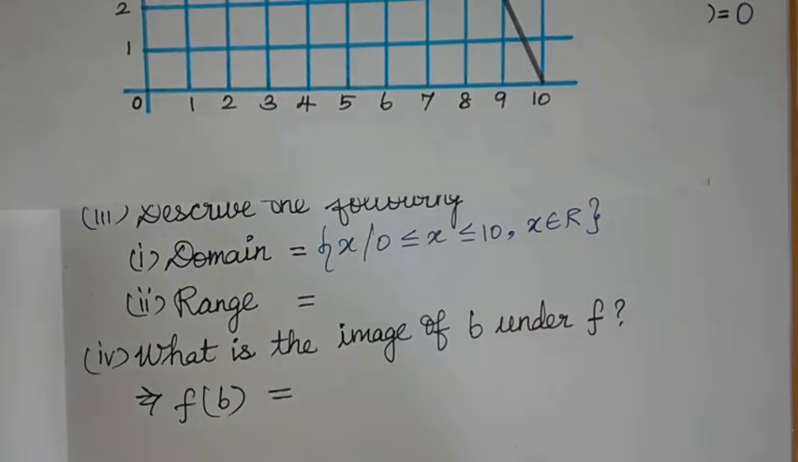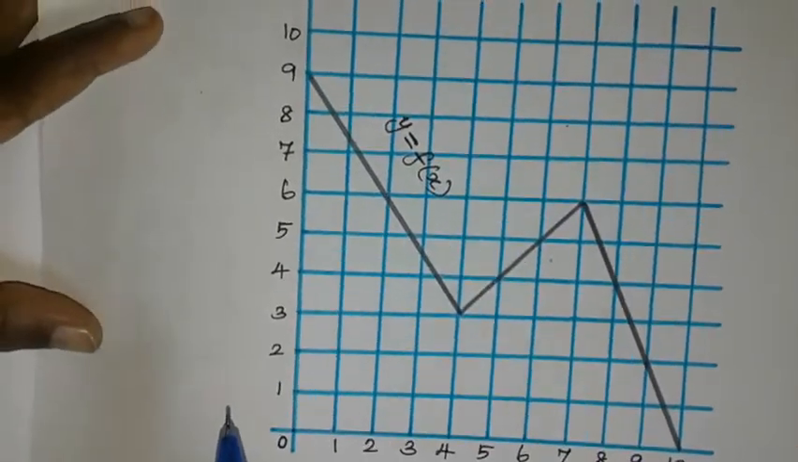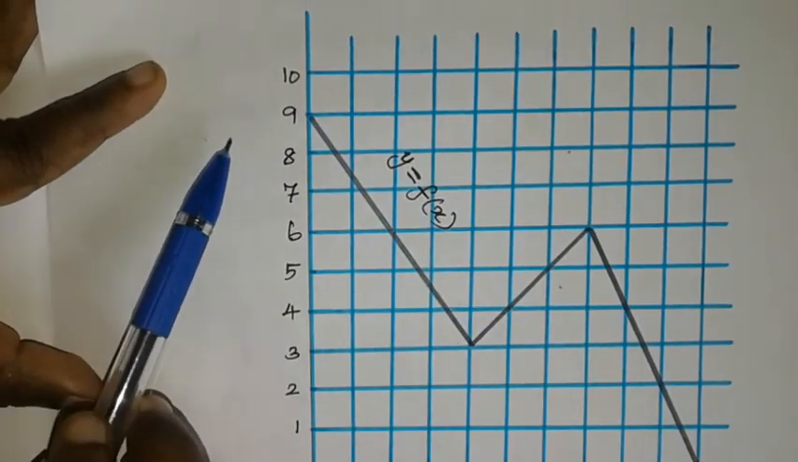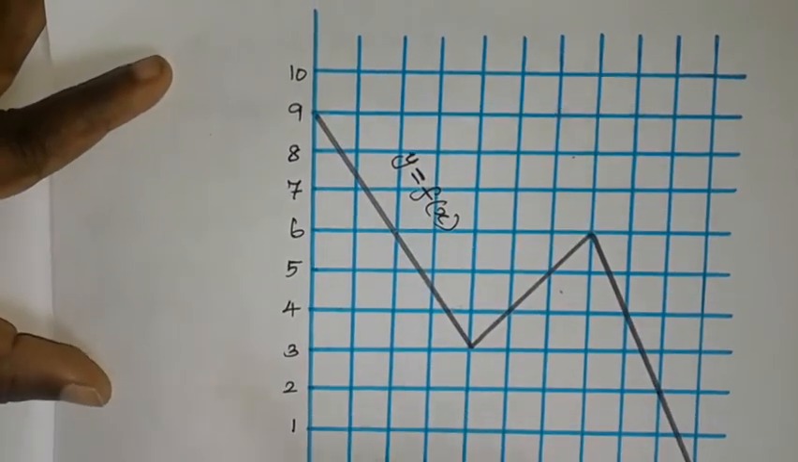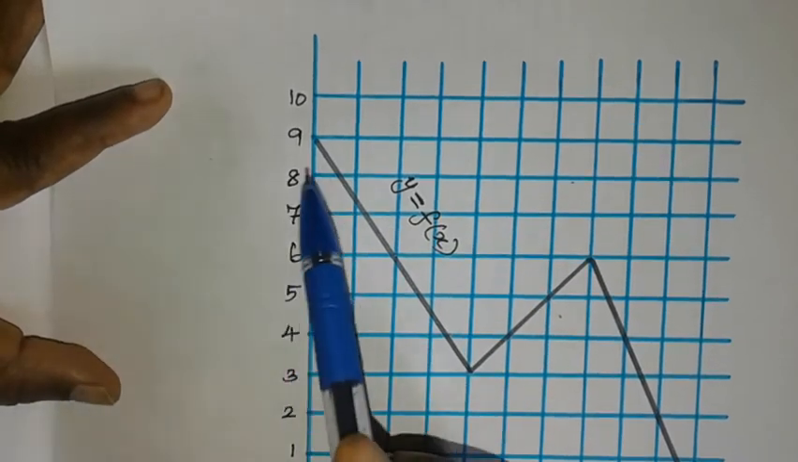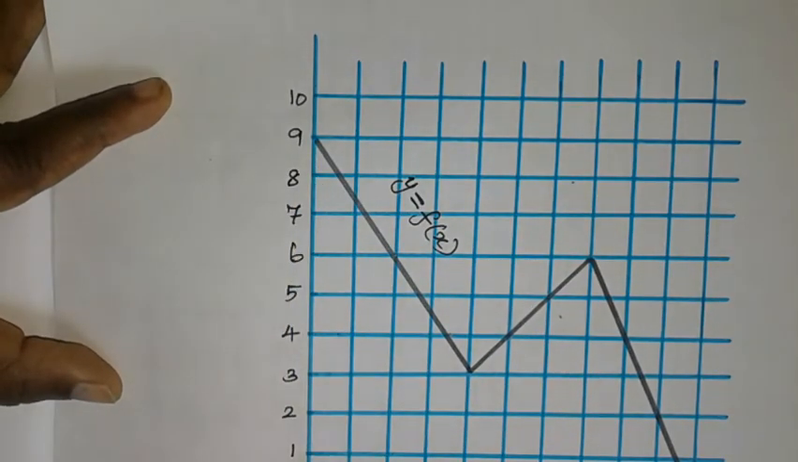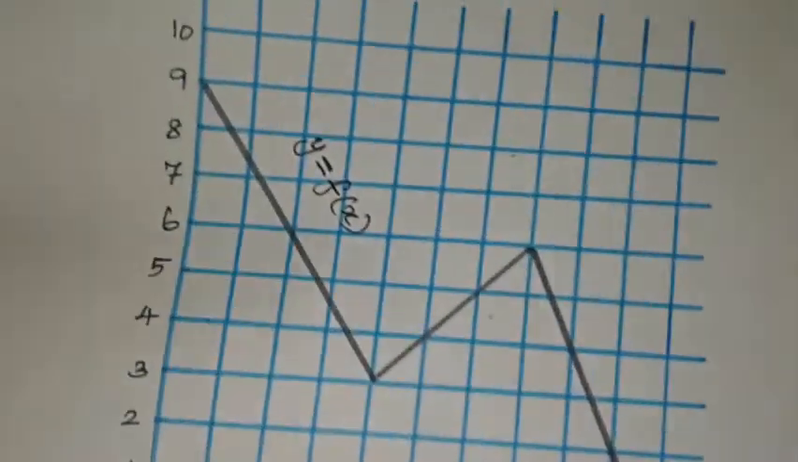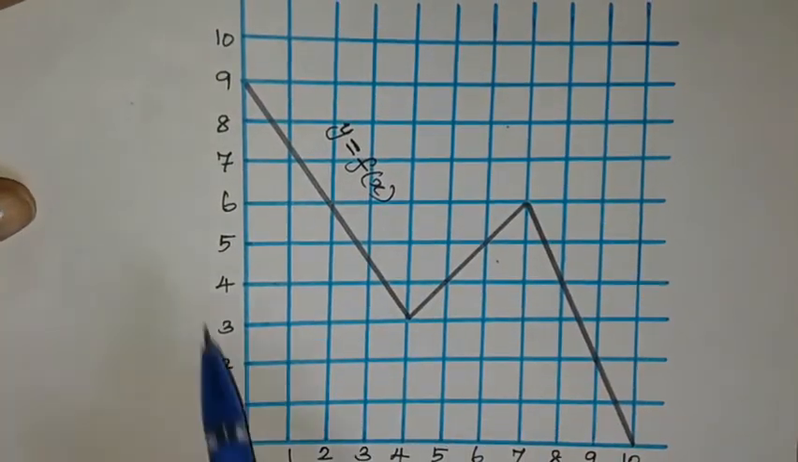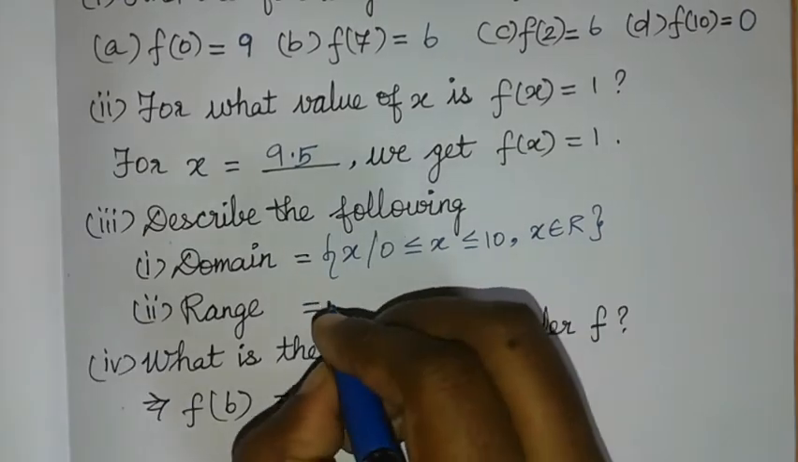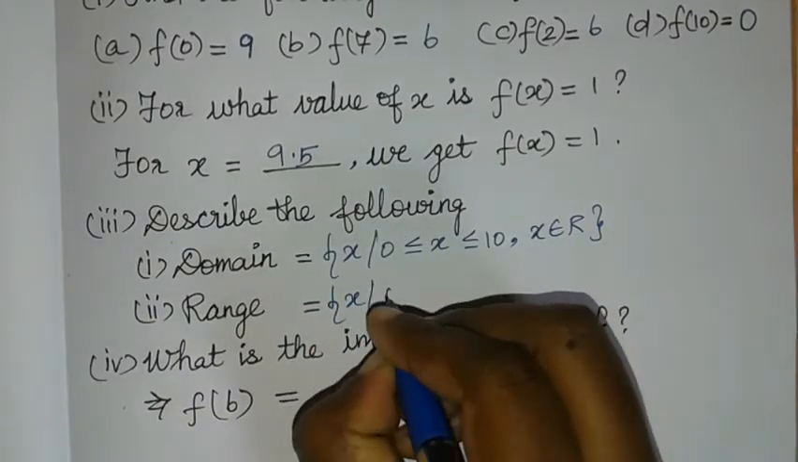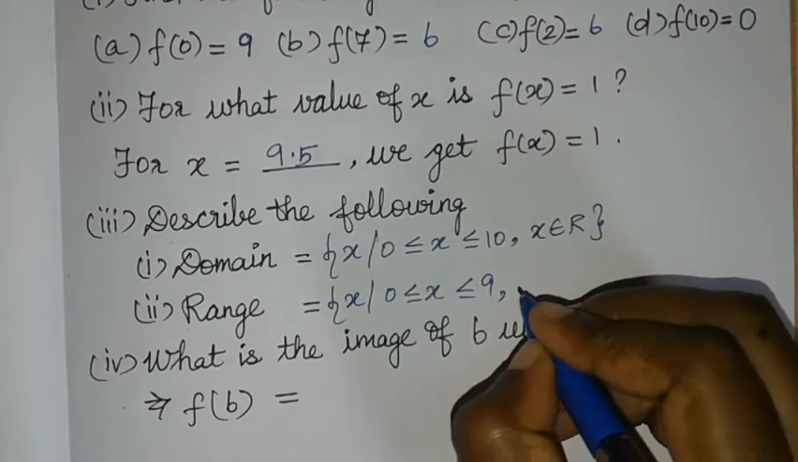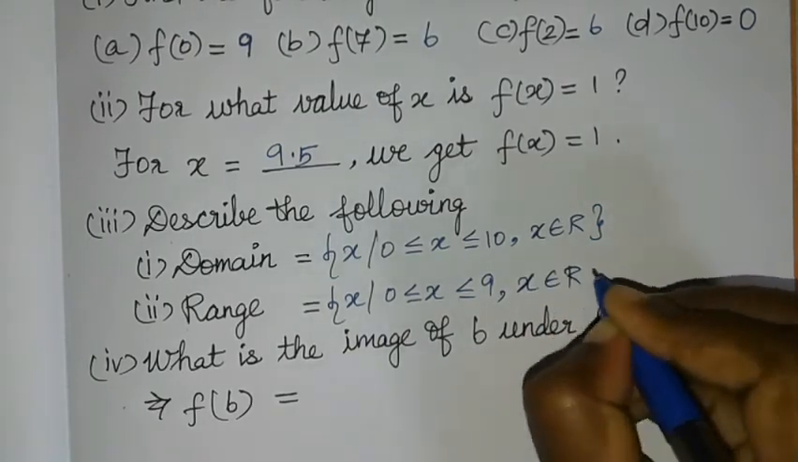Okay. Then range, here are the codomains, 0 to 10 are the codomains. In this 0 to 10 codomain, the elements that are associated, mapped, are 0 to 9 only. Therefore, from this figure, students, 0 to 9 is the range. Set of x such that 0 less than or equal to x less than or equal to 9 where x is also real numbers.